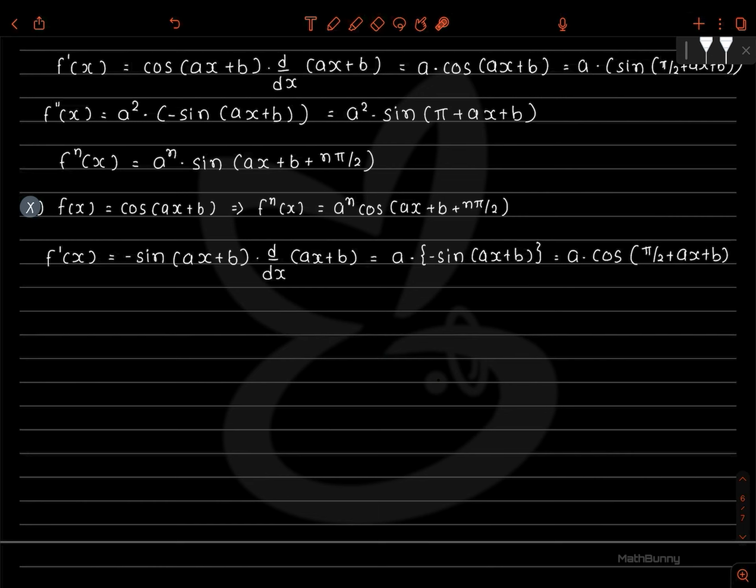Just like the previous example, now we know with each successive differentiation the angle would increase by pi by 2, and the power of a would keep getting increased. For the first differentiation it is 1, for the second it is 2. For the nth differentiation, the nth derivative of f would be equal to a raised to n into cos(n pi by 2 + ax + b).